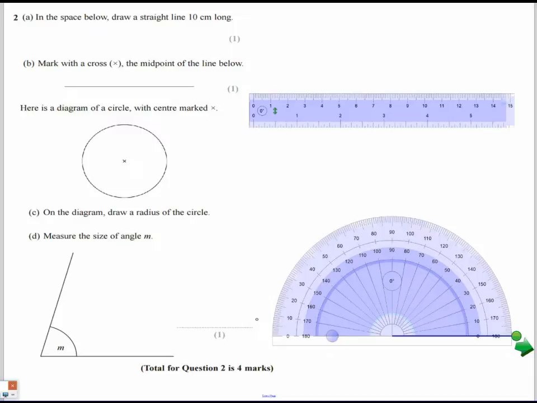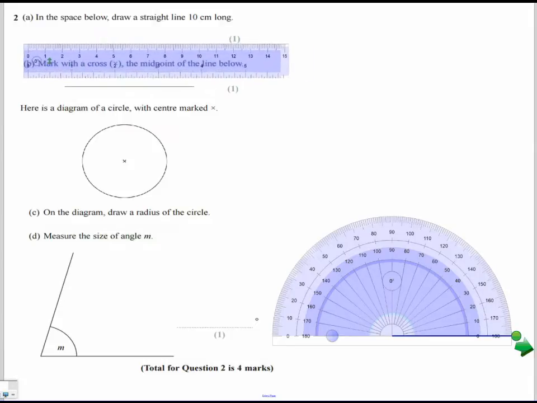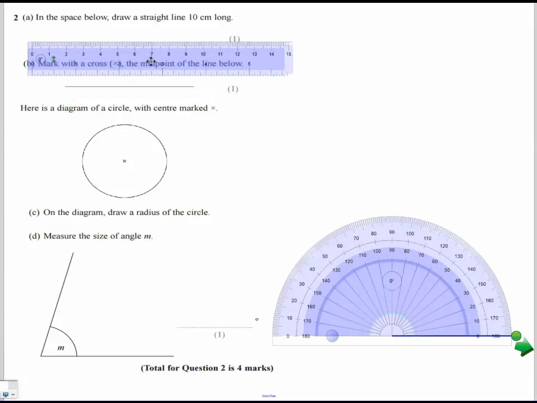Question 2, part A. In the space below, draw a straight line that is 10 centimeters long. So for this, we'll need our ruler. So put your ruler in the space, and then using the ruler and a pencil, draw a line that is 10 centimeters long.